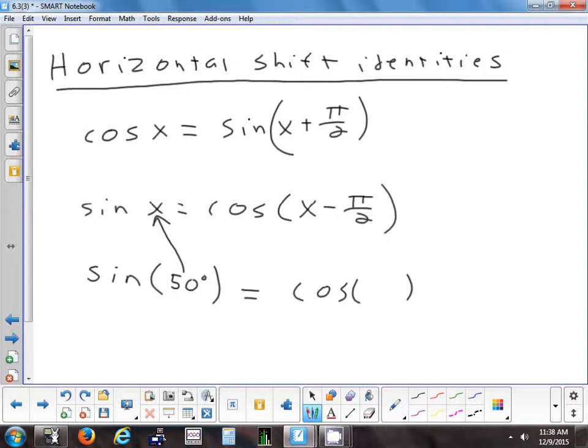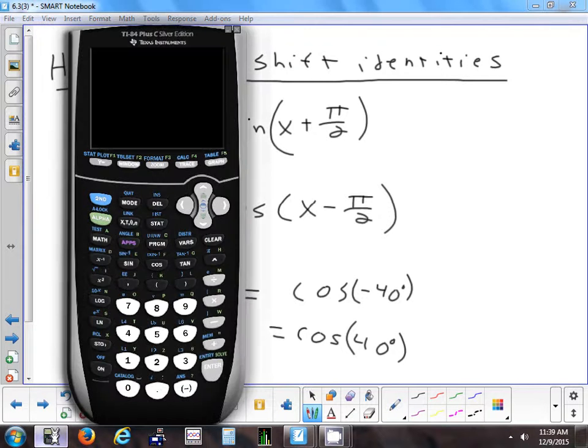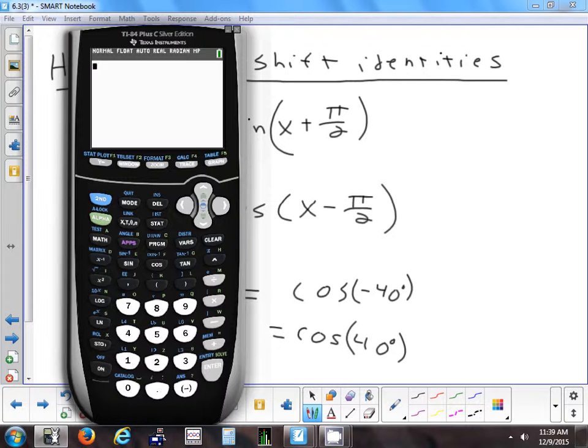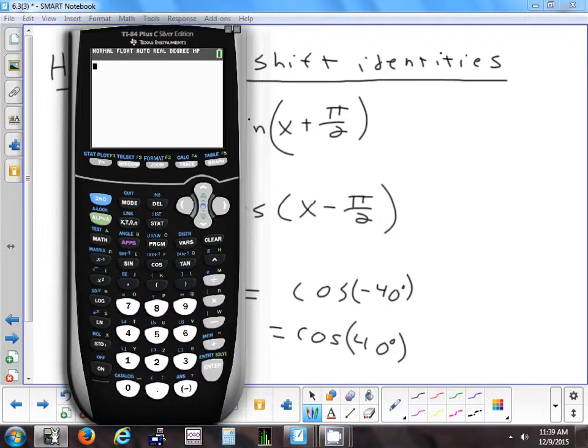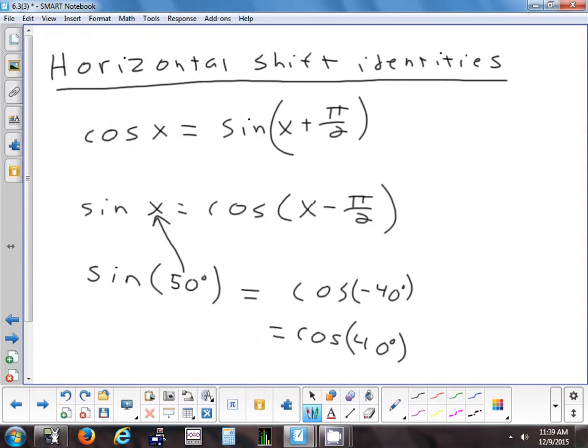So we could write cosine, if you're doing it in degrees, negative 40. And even better, does anybody remember what happens when you have a cosine with a negative? It's the same as a positive. We looked at the symmetry when we first started graphing. So the sine of 50 and the cosine of 40 should come out to exactly the same thing. Let's just check it. Right, so sine of 50 and cosine of 40. Yep, same thing.